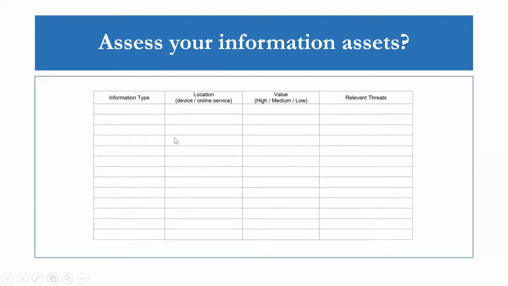So this is just a diagram, a table to help you analyze and take stock of your assets. So what type of information do you have? Is it a video? Is it a picture? Where is it located? Is it online in the cloud, or is it actually stored on a device? And then you watch the value. Is it low, such that when you lose it, you can always get it back? Or is it medium? Or is it really high, that if it's stolen or it gets into the wrong hands, something might happen to you, or you might lose money or funds or something like that? And then what are the threats that are associated to that particular information asset that you have?